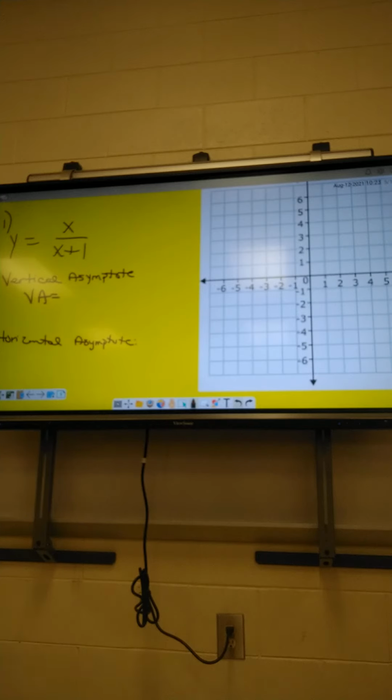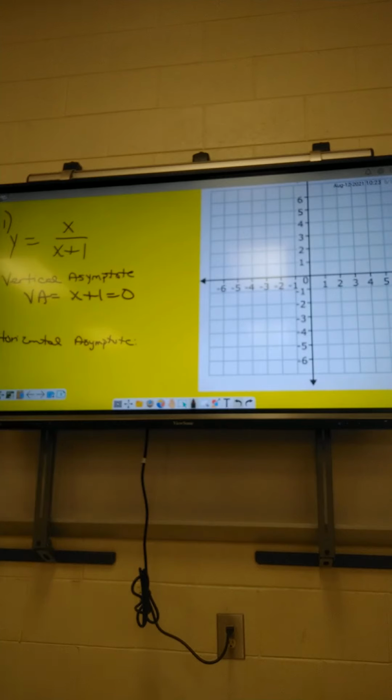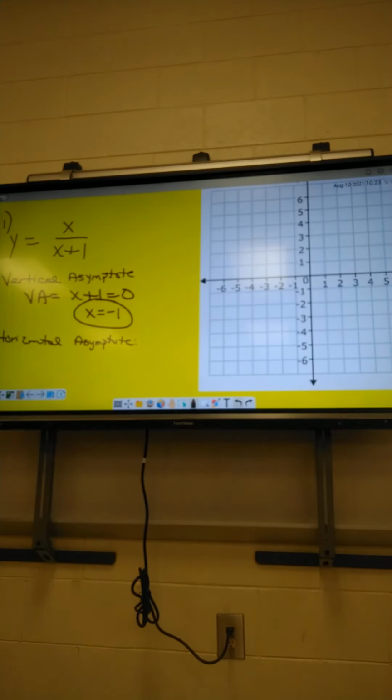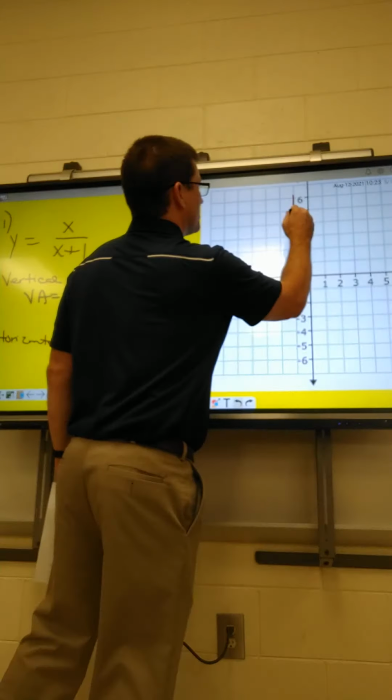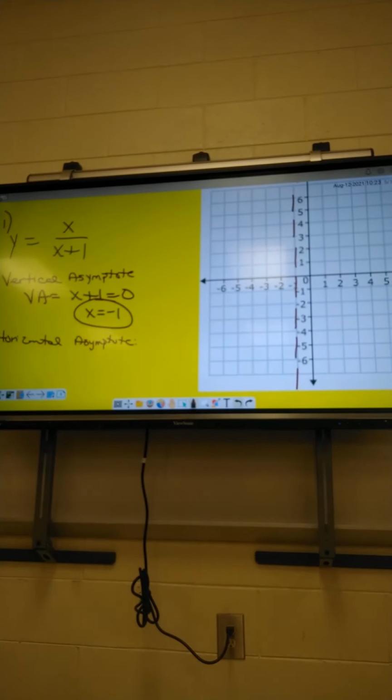All right, watch how easy this is to find. All you do is take the bottom, set it equal to 0. Everybody write x plus 1 equals 0. What's that answer going to be when you move plus 1 over? Negative 1. Everybody good? Yeah. So using a color, go to negative 1 on the x-axis, put a dotted line. That part's really easy. Use a color.